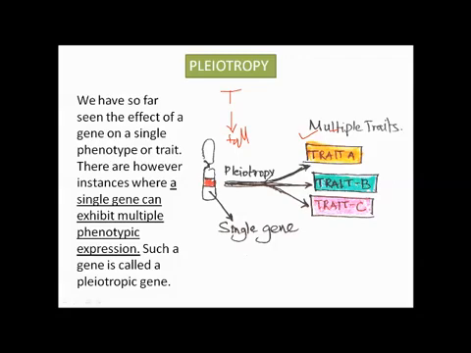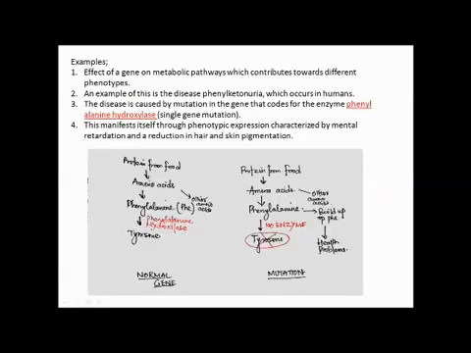So where this type of expression is seen. It is seen in a very important type of disease or genetic disorder, which is called PKU or phenylketonuria. This is an example of a pleiotropic gene.